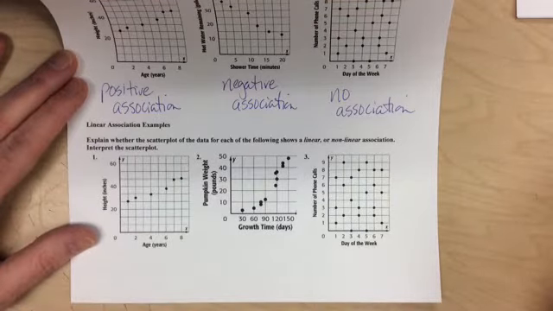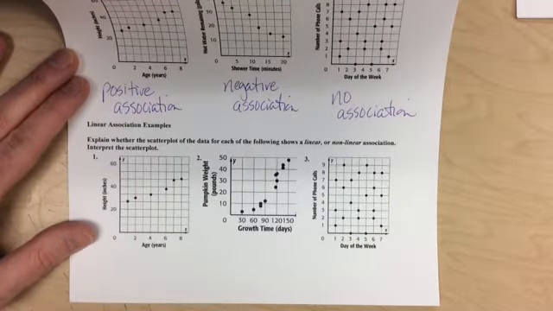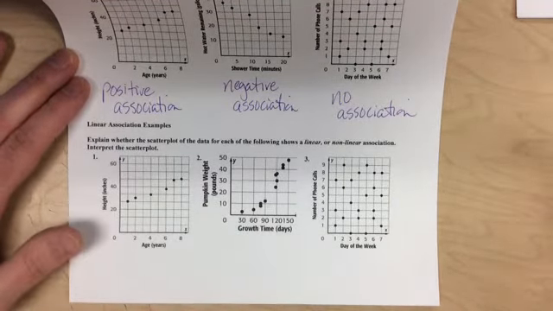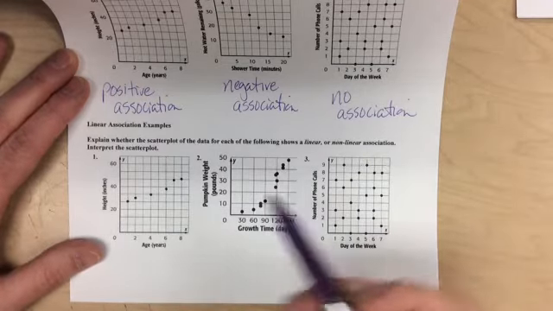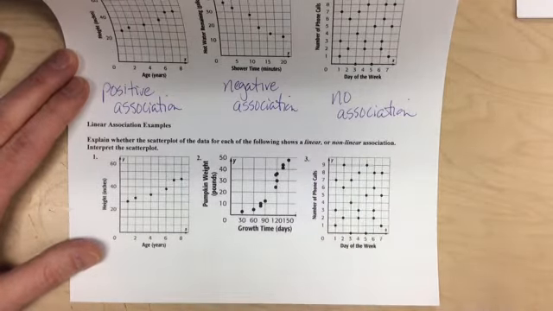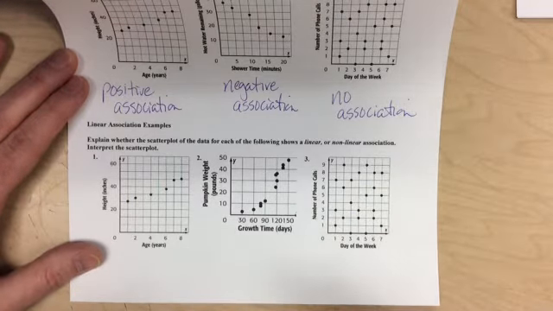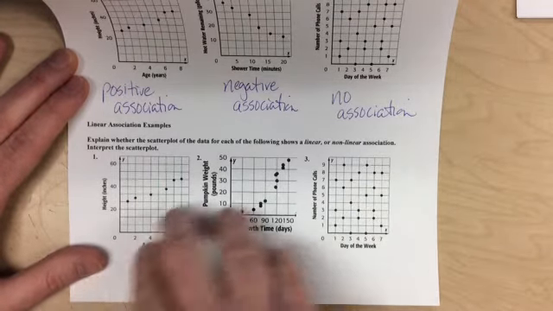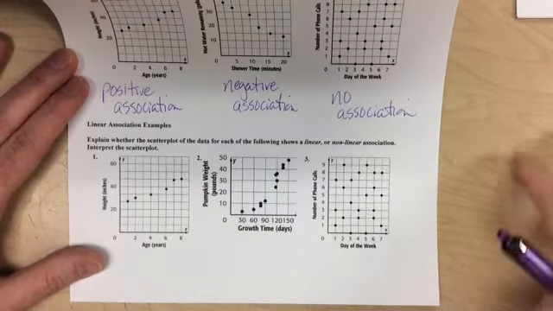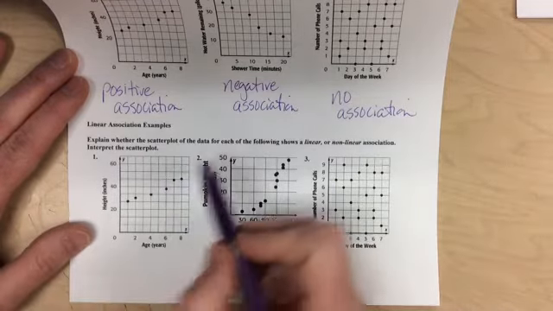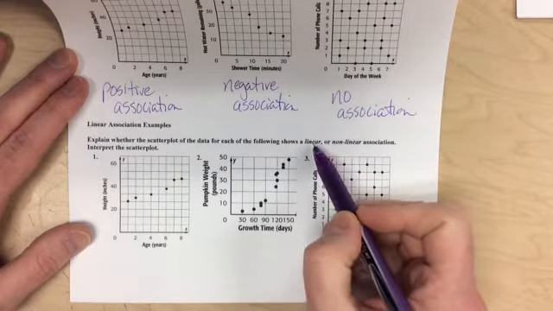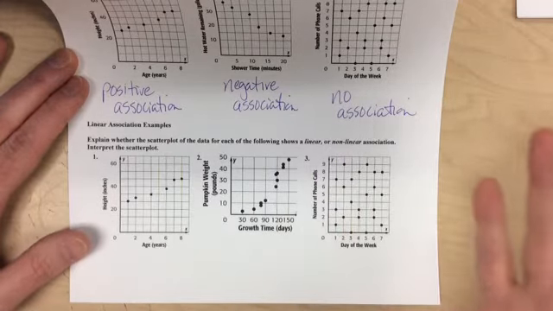The next thing we're going to look at is to see if there is a linear association in our scatter plot. Okay? A linear association would mean that if you drew a line through all of those points, would it create more of a straight line or would it create more of a curve? And so the linear would be the straight line and the nonlinear would be kind of the curve. Okay?